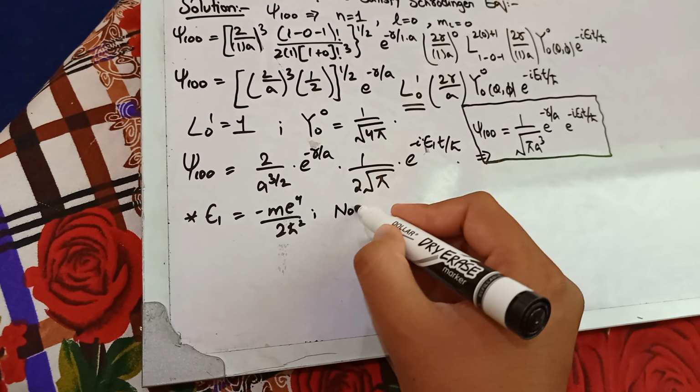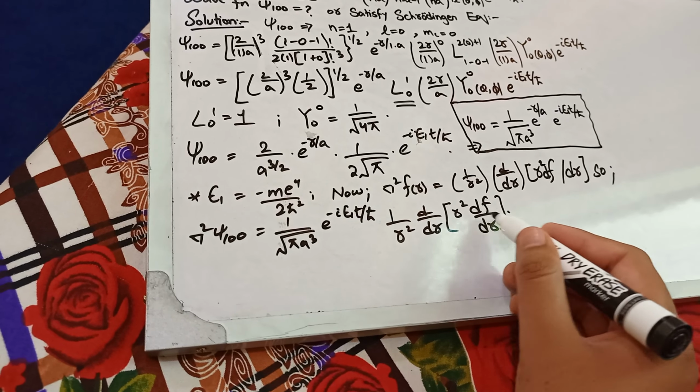So what you have to do is multiply your wave function with del squared, so del squared psi 100 becomes 1 by under root pi a power 3, times e power minus i E1 t divided by ħ. 1 by r squared is as it is. First of all, you put your value of this, and 1 by r squared, then d by dr, then r squared df by dr. It is the same thing, I just put my value here. Now what you have to do is take the derivative. How can you take the derivative? You can use the product rule.